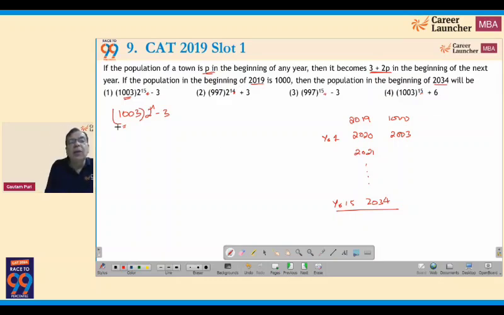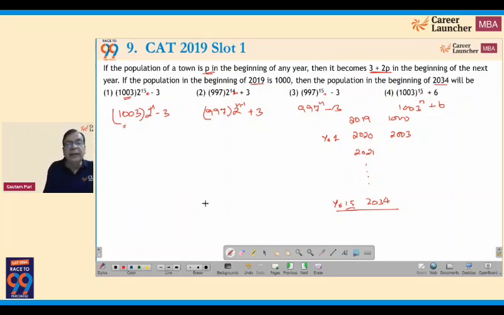Similarly, look at choice 2. What will be my general case? 997 into 2 to power. For the 15th year, it is 14. So the nth year should be n minus 1. Third choice, 997 raised to power 15. That means 997 raised to power n minus 3. And choice 4, 1003 raised to power 15 or n plus 6.